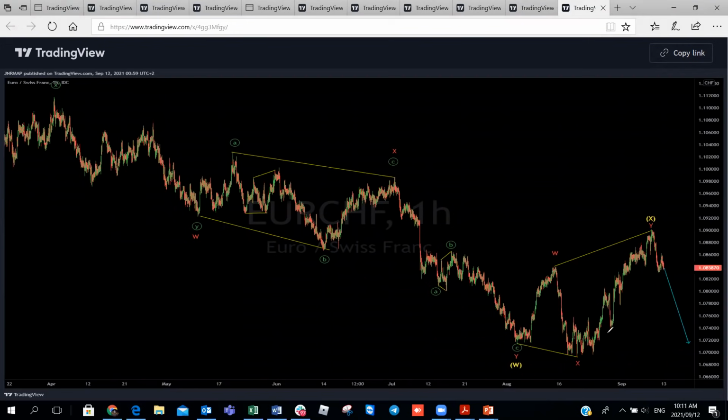If you look at this structure here, we're looking at this as a B, C corrective structure within the Y, and then we're looking for this one to continue to the downside. So any corrective structure here that confirms downside, we'll be looking to take it to the downside on EURCHF.